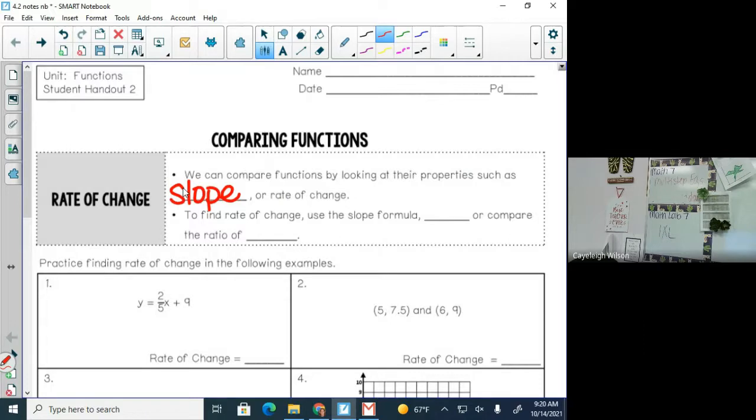Okay, how do you find slope from a graph? Karen? Rise over run. How do you find slope from 2 points? How do you find slope from a table? There's 2 options. Changing the y over the change in the x, or like Kate was saying, you can circle 2 points and use the slope formula. Either one is fine. So to find rate of change, you can use slope formula, which is y2 minus y1 over x2 minus x1, or you can compare the rise over the run.